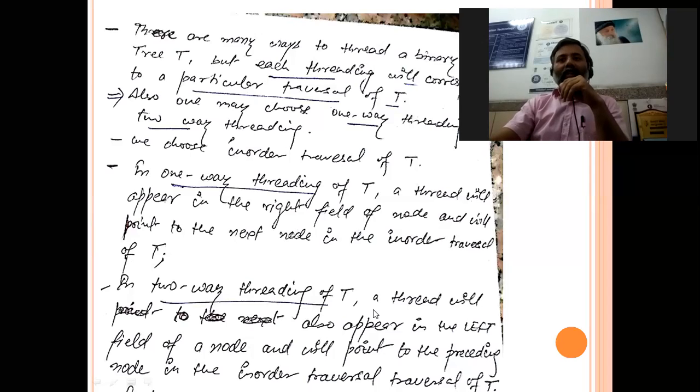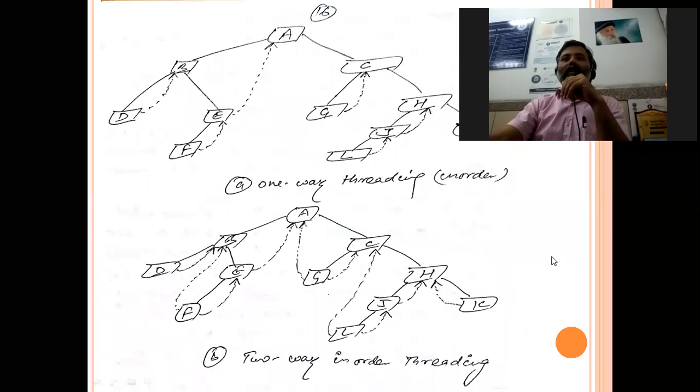In two-way threading, a thread will also appear in the left field of a node and will point to the preceding node in the in-order traversal. In one-way it will point to the next node. In two-way, the right one will point the same as in one-way threading, but here we will have a left thread also, which will point to the preceding node. So it will be clearer in an example. See here, this is one-way threading.